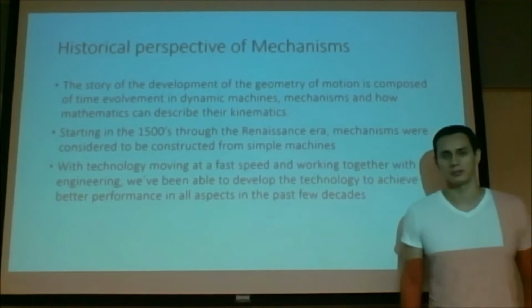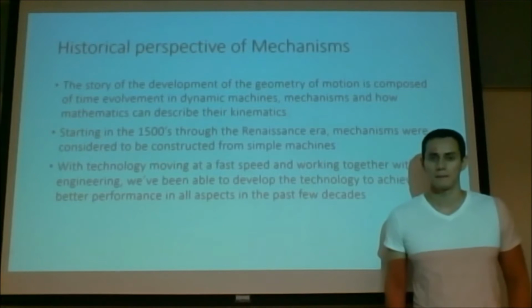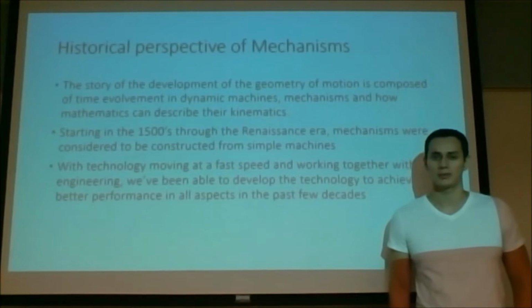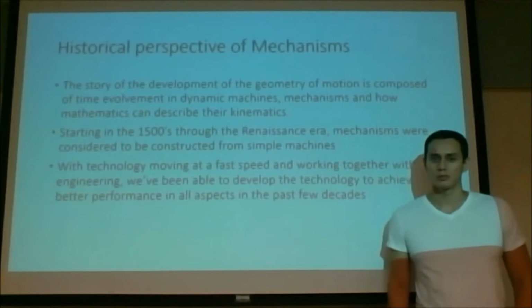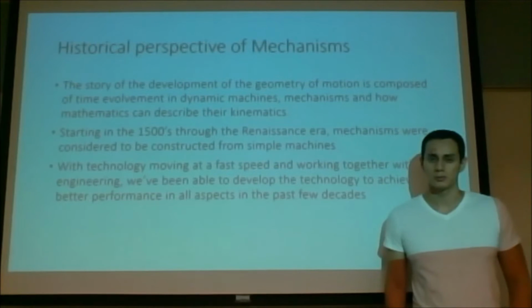Historical perspective of mechanisms. The story of the development of the geometry of motion is composed of time involvement in dynamic machines, mechanisms, and how mathematics can describe their kinematics. Starting in the 1500s through the Renaissance era, machines were considered to be constructed from simple mechanisms. With technology moving at a fast speed and working together with engineering, we've been able to develop the technology to achieve better performance in all aspects in the past few decades.